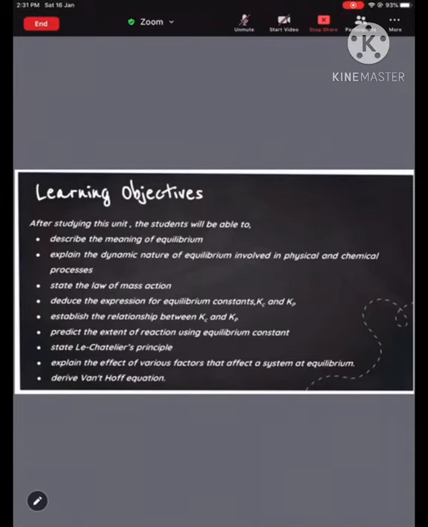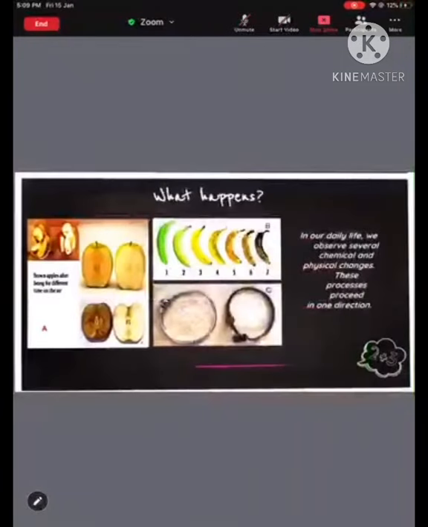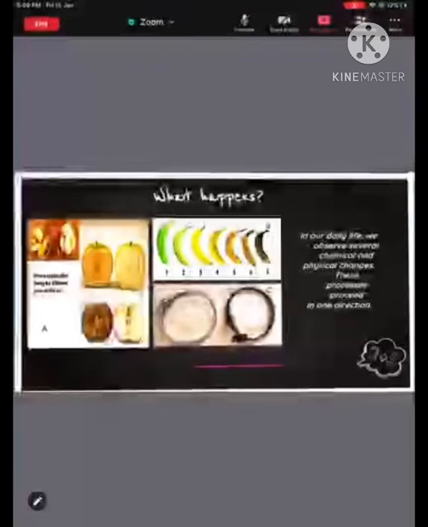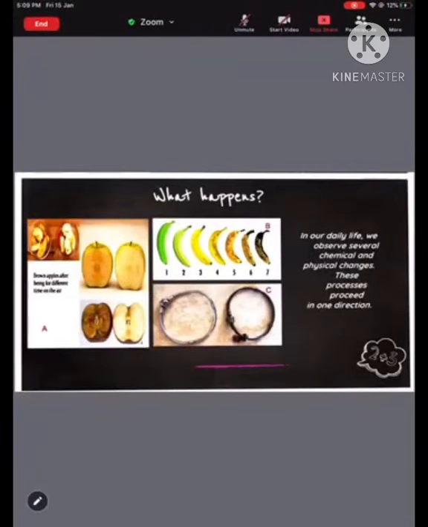In today's video, we will see till establishing the relationship between Kc and Kp. Rest we will see in next class. So before moving into the lesson, I want you to look at these three images and think what really happens.